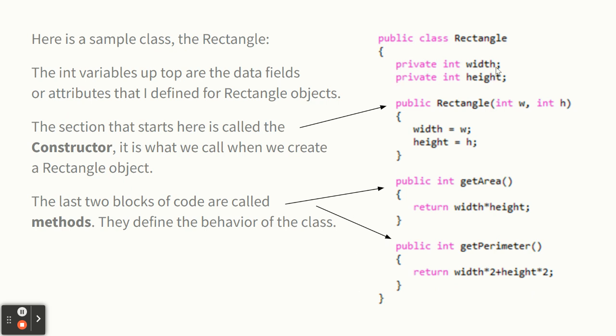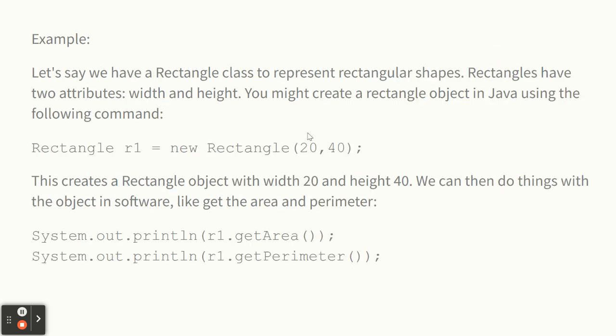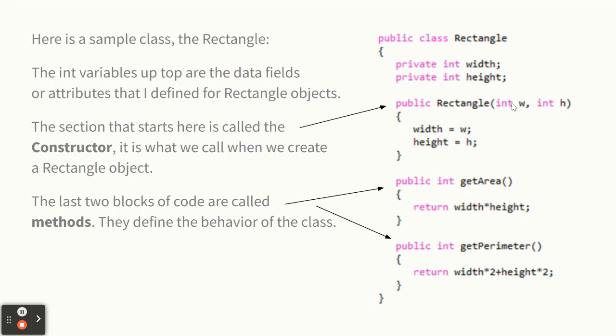It's got two variables, and we'll talk about this private stuff later. Just ignore it for now. But here's an int for width and an int for height. And this section right here is called the constructor. And that's what gets called when you do that new command. It calls that code. And so remember when we created a rectangle, I sent over two integers, and they get put into these variables W and H, and they get stored then in these long-term variables, width and height.